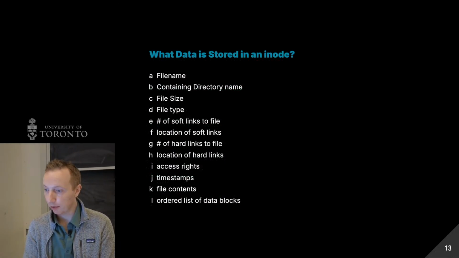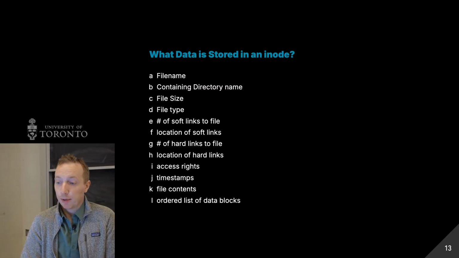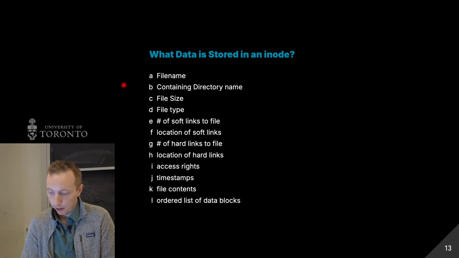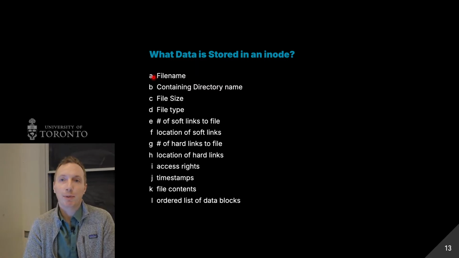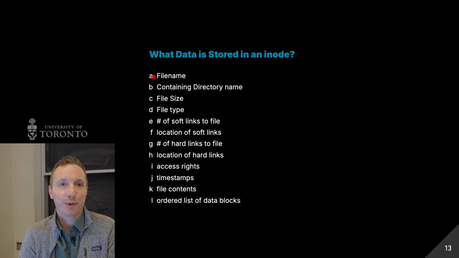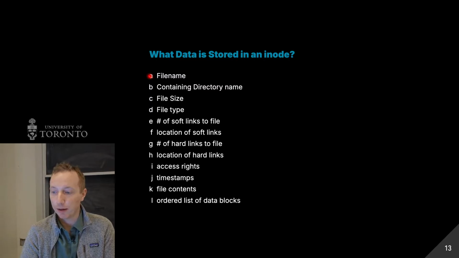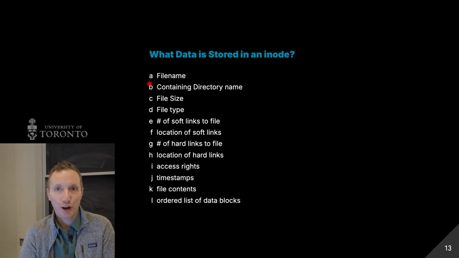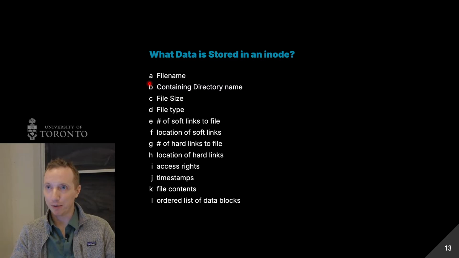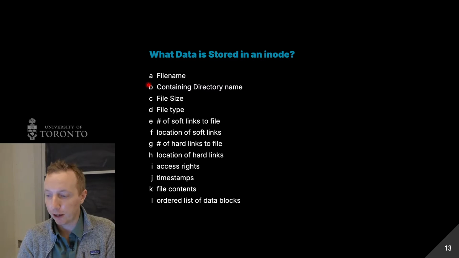So now we should be able to answer all sorts of things. What data is stored in an inode? Let's go through it fairly quick. Is the file name stored in an inode? No, file names are only stored in a directory. The inode itself just has metadata and points to the contents of the file. Does an inode know which directory it's in? No, it's only in that directory. If you need to look up where an inode is, you'd have to go throughout your entire file system.